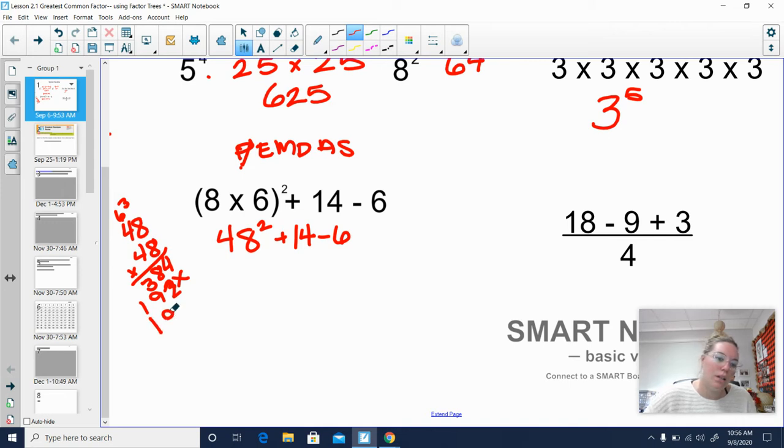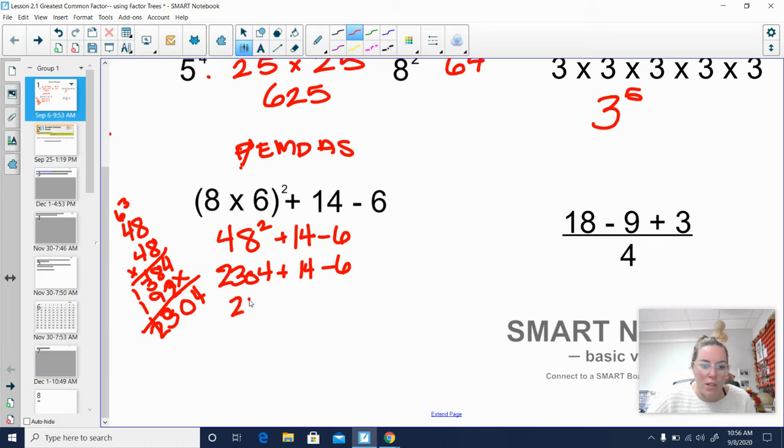19, 1, 4, what am I doing here? 10, 13, 2. So 2, 3, 0, 4 plus 14 minus 6. We go in order. So I have to add 14 first, which gives me 2,318. Minus 6 would be 2,312. We're going to skip this problem.